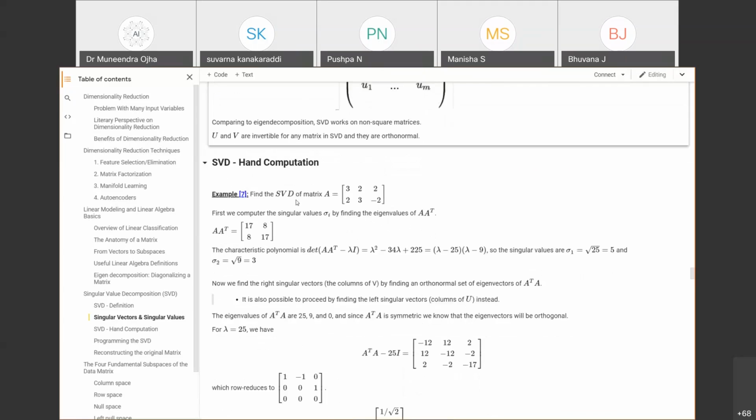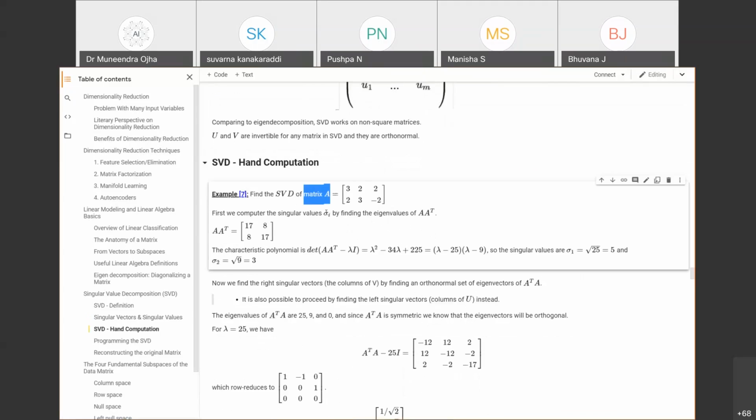Suppose I want to find the singular value decomposition of matrix A. We have this matrix A. First we try to find AAT. AAT is 17, 8 and 8, 17. It's a square matrix. To find the eigenvalues, I need to find the characteristic polynomial: determinant of AAT minus lambda I is equal to lambda square minus 34 lambda plus 225, which can be broken into lambda minus 25 and lambda minus 9.